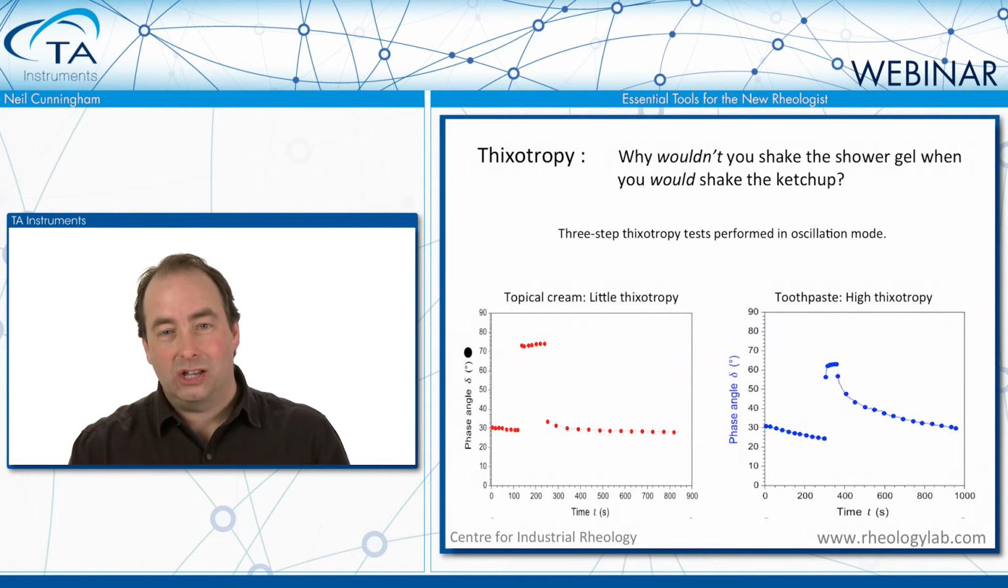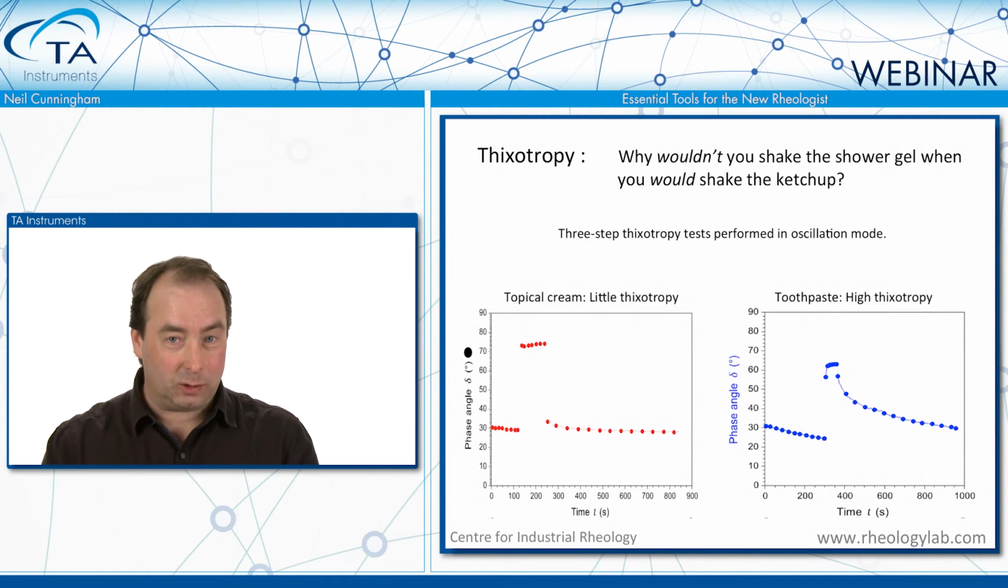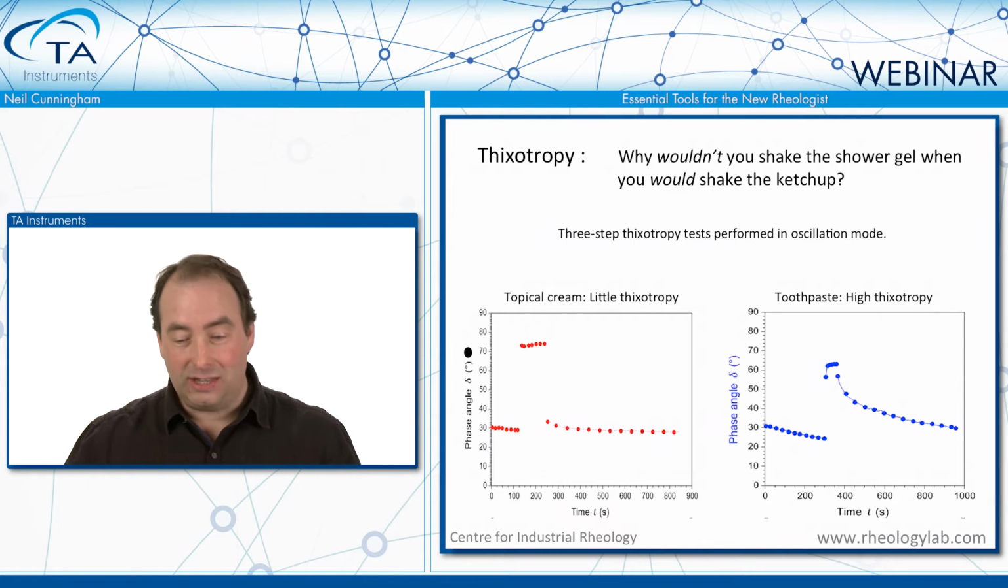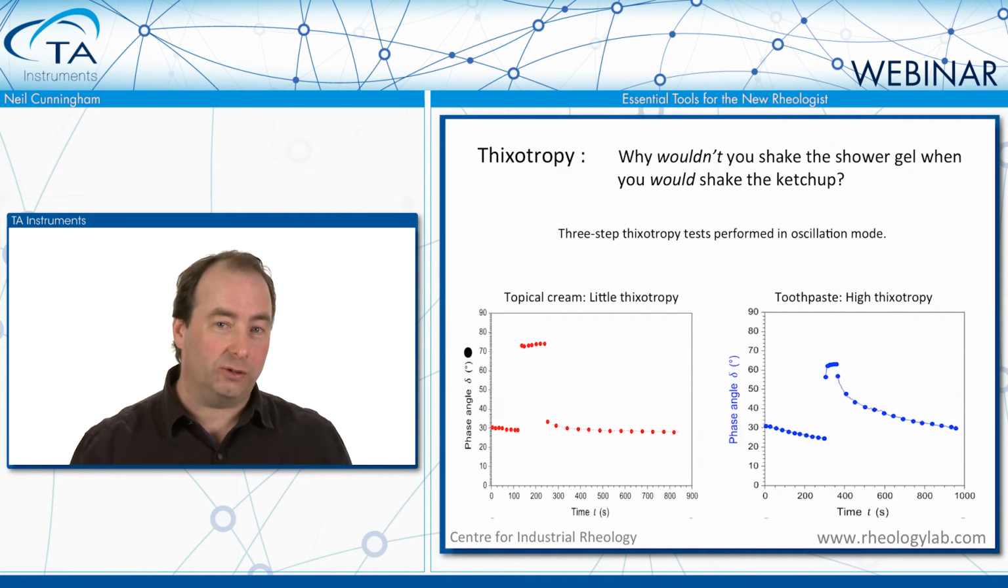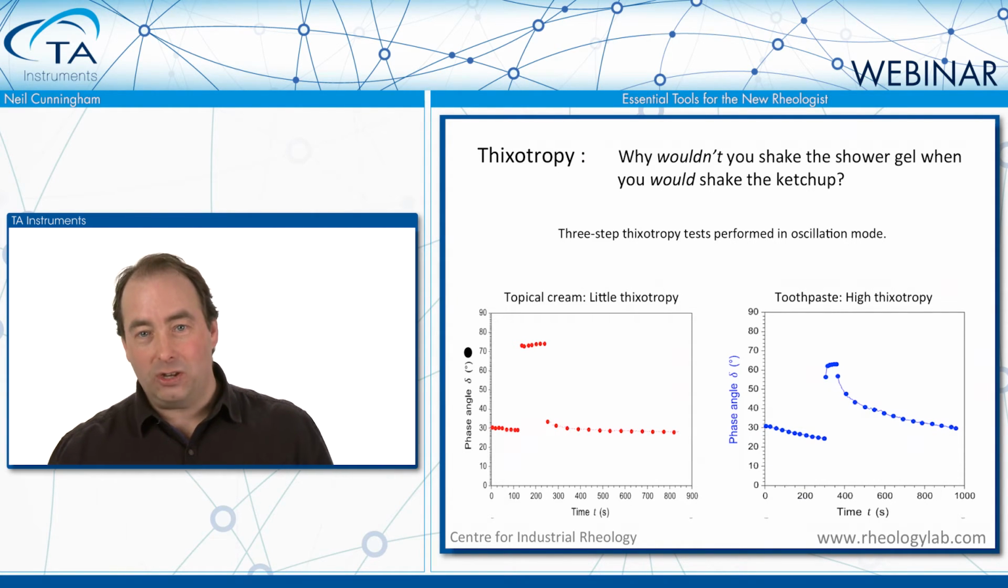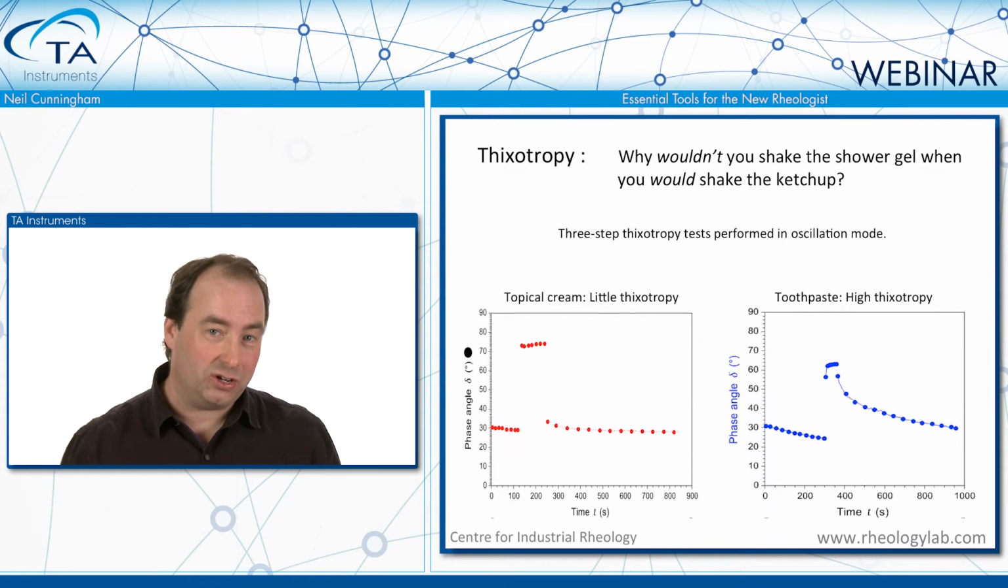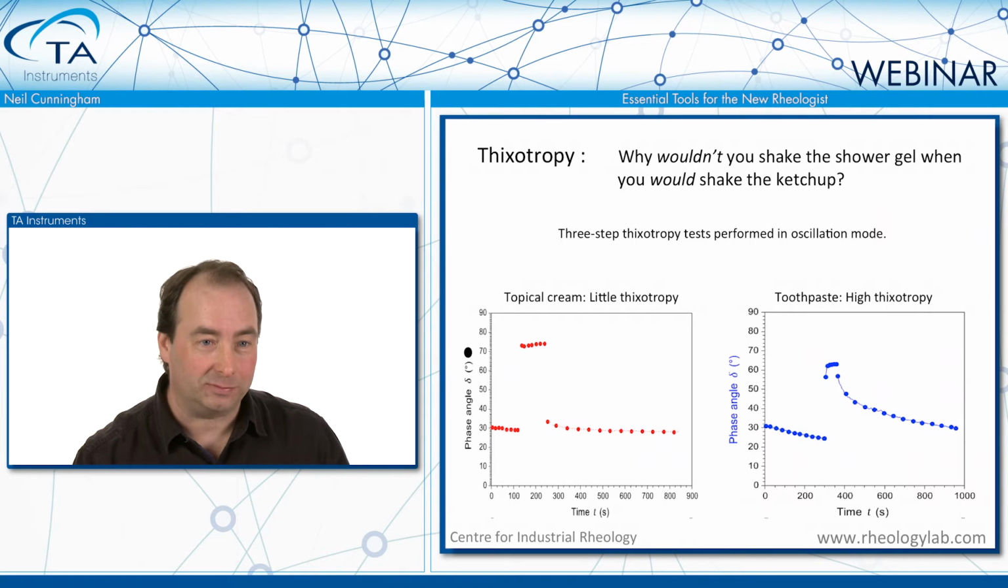Were it the case that shower gel were ever sold in glass bottles, we'd be in real trouble, because there again you have an equally shear thinning material, an equally non-Newtonian material as ketchup. The difference with shower gel is that if you shake it up, you'll effect a viscosity decrease, but only momentarily. And the moment you stop shaking, it's going to snap back to its original viscosity value, and you'd never have time to get the lid off and pour the stuff out.